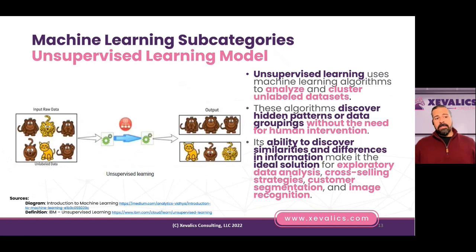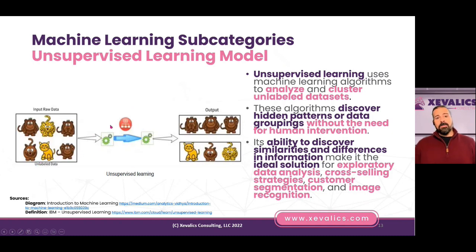Different from supervised learning, we have the unsupervised learning model. This model uses machine learning algorithms to analyze and cluster unlabeled data sets. The algorithm discovers hidden patterns or data groupings without the need for human intervention. So this is different. If we look at this diagram, you can see that we don't have human intervention here. We are not providing a training data set or labeled data. We just have the input raw data, and the data is unlabeled.